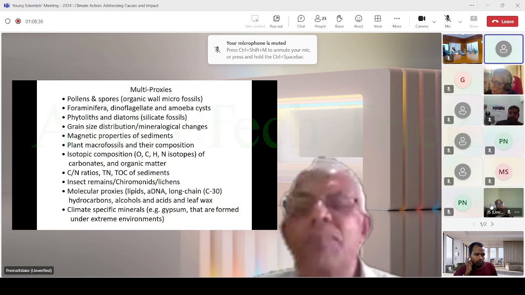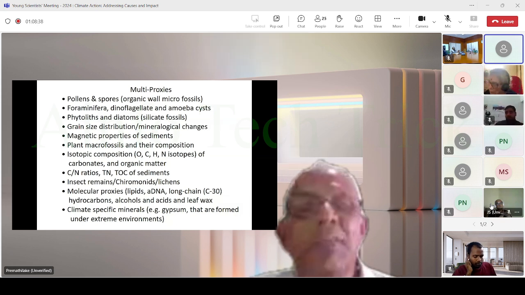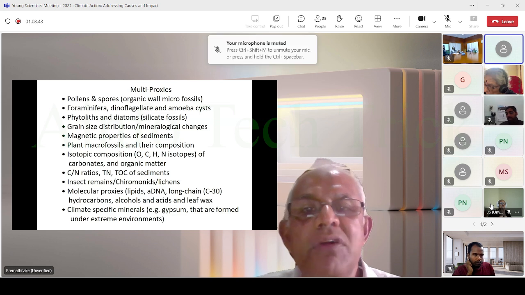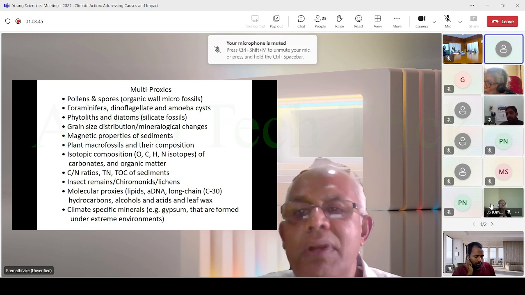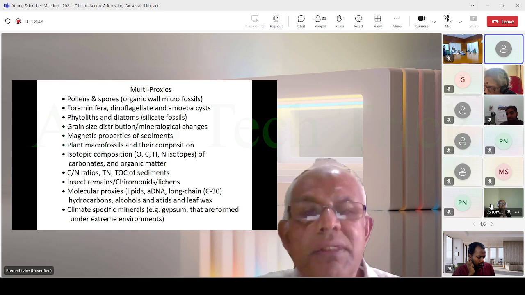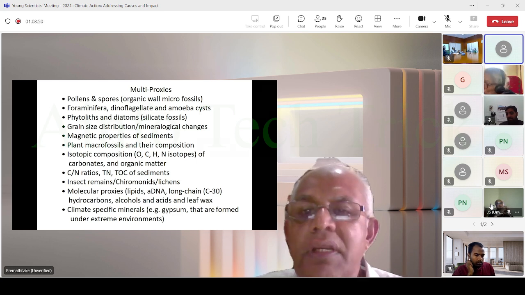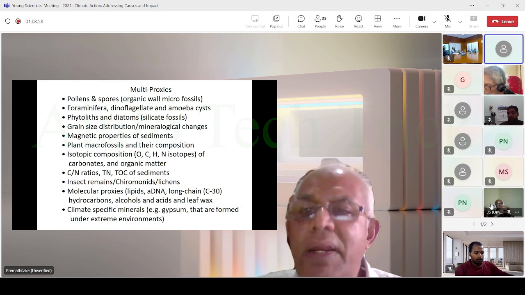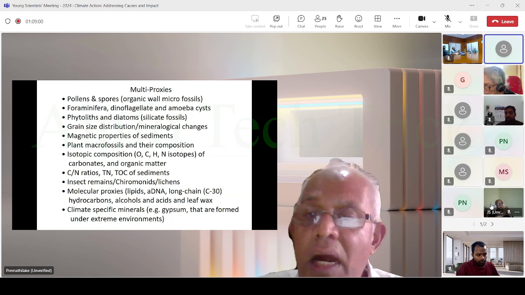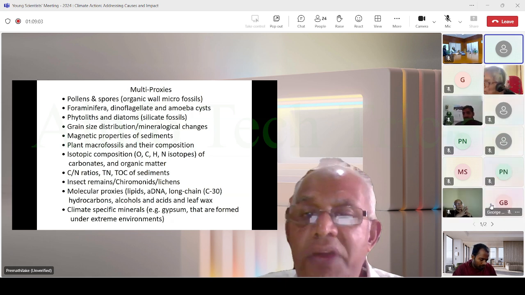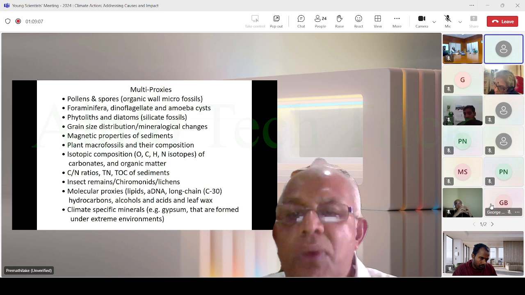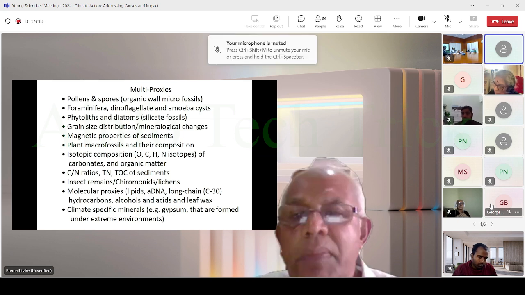Another important proxy, most people use grain size distribution, mineralogical changes and magnetic properties of the sediment, plant macrofossils and their composition. A lot of people use isotope composition like oxygen, carbon, hydrogen, nitrogen, and many isotopes. And this kind of composition variations from organic matter, and carbon nitrogen ratio, total nitrogen, total carbon content of sediment. These are also another important proxy when we work with paleoclimate science.